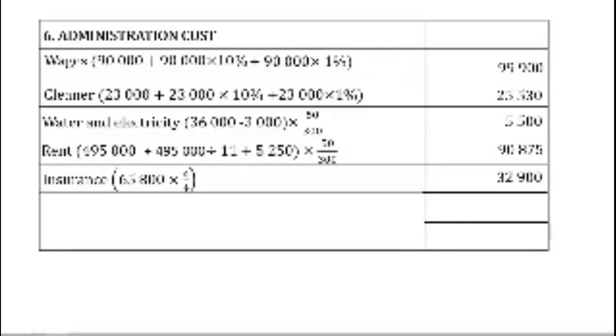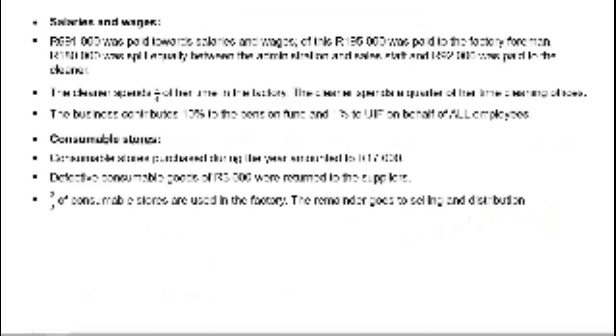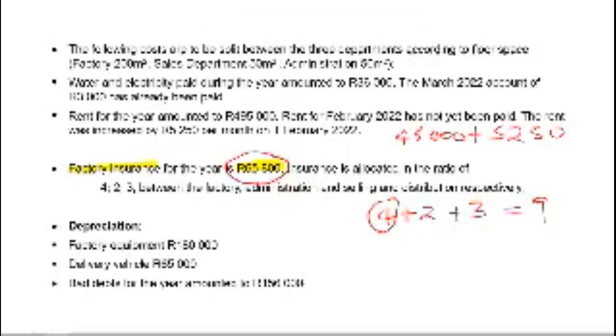Okay. The last point. They said factory equipment, this is just depreciation. Depreciation on factory equipment is 180. So this goes to factory overheads.